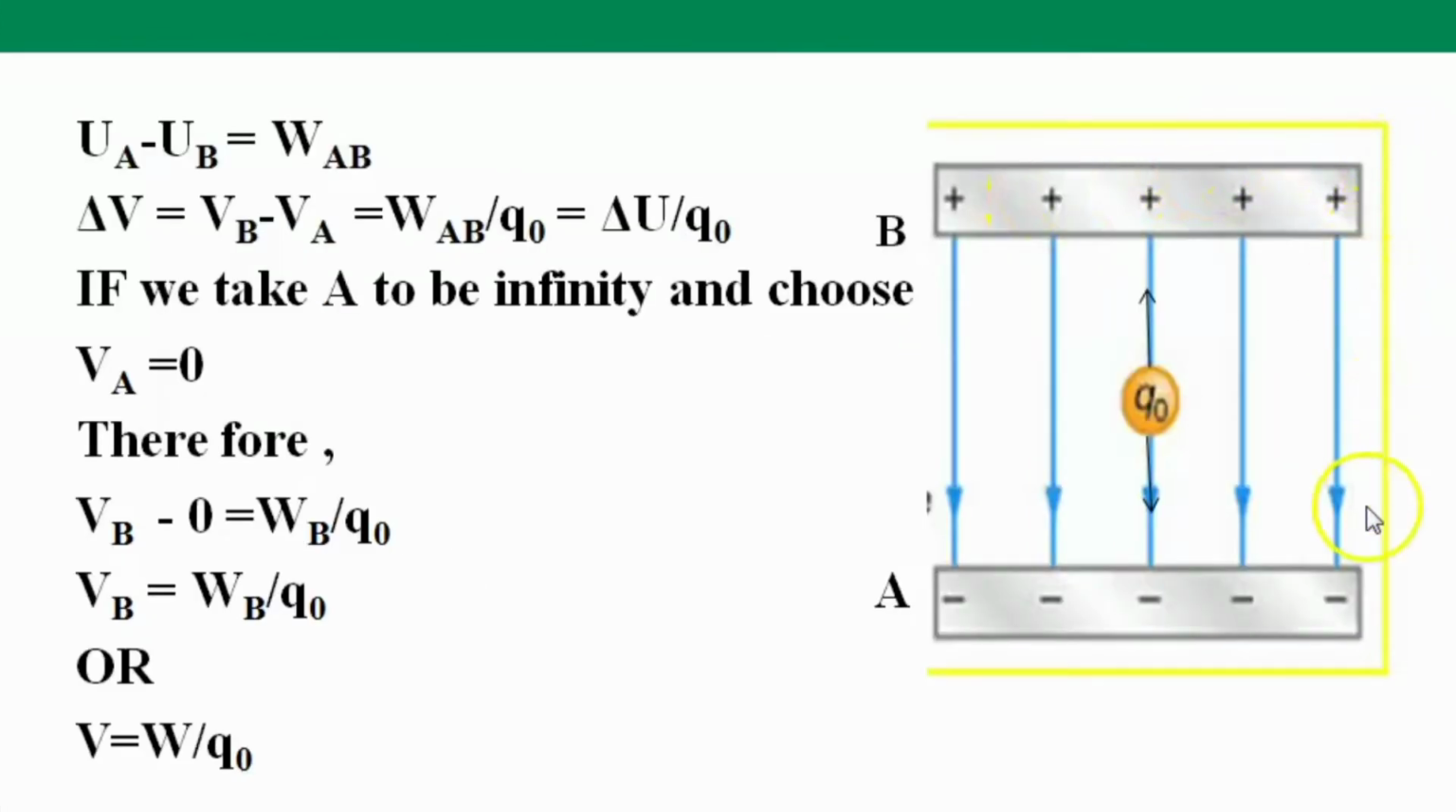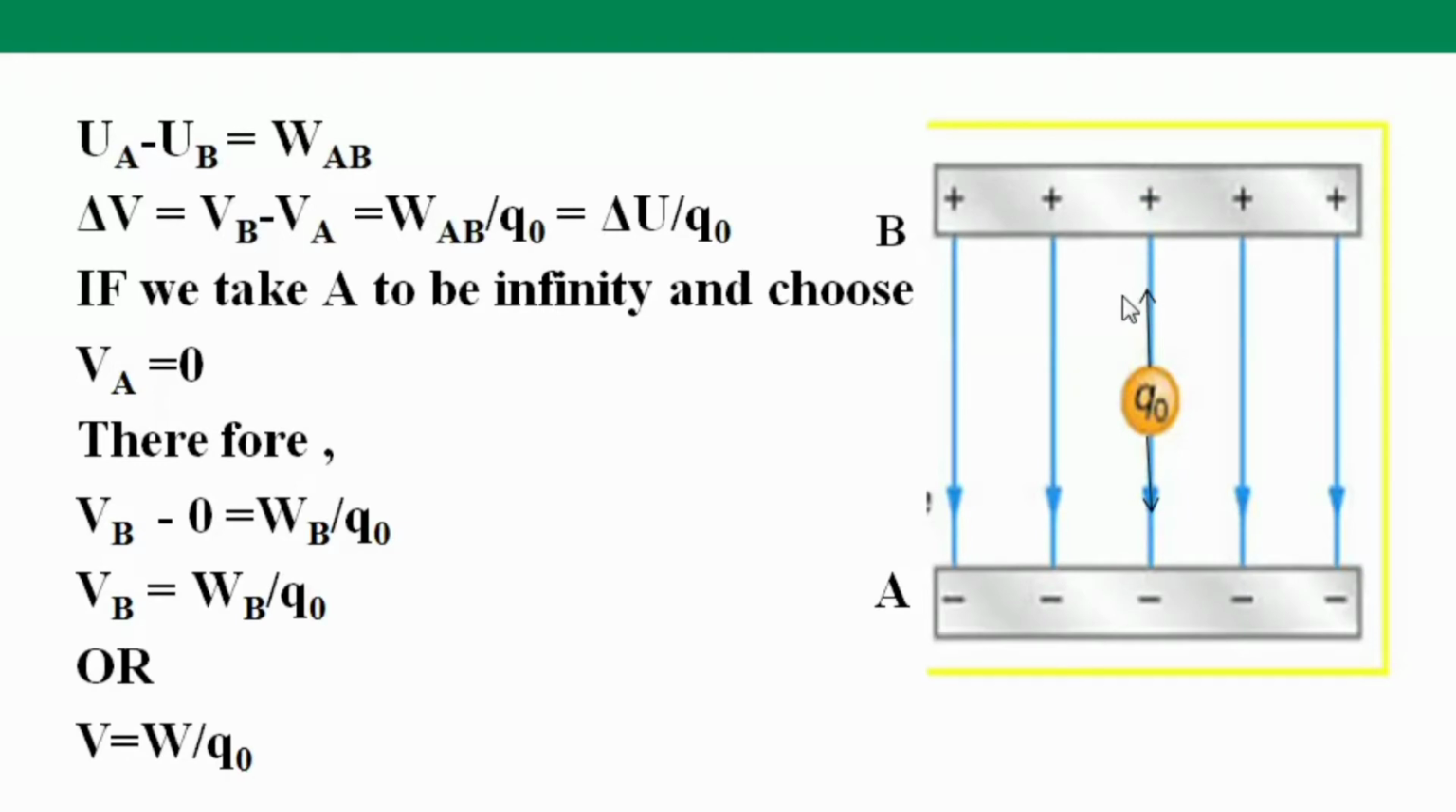In this example, we have two oppositely charged plates, a positively charged plate and a negatively charged plate. Between the plates, a positive charge Q is placed. If we want to move the positive charge from the negative plate to the positive plate, for example, this is point A and this is point B, and if we want to move the charge from point A to point B, then we will apply an external force in the upward direction.